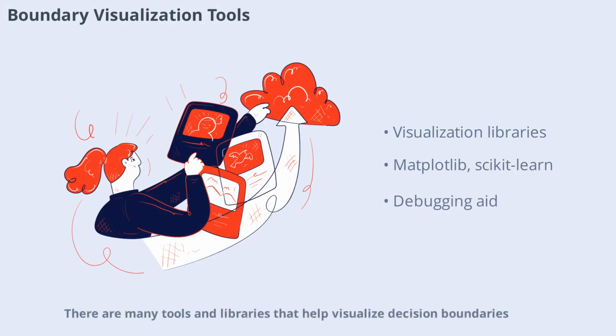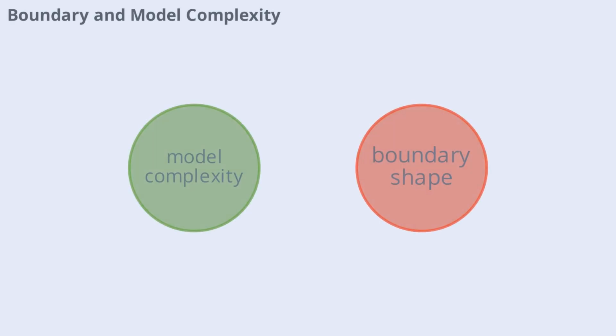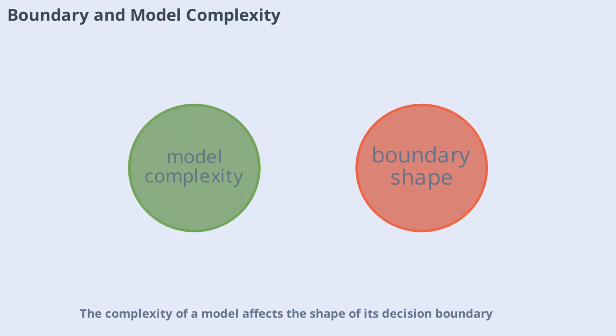There are many tools and libraries that help visualize decision boundaries, such as Matplotlib and scikit-learn in Python. These tools let you plot your data and see how different models draw boundaries, making it easier to understand and debug your models. The complexity of a model affects the shape of its decision boundary.